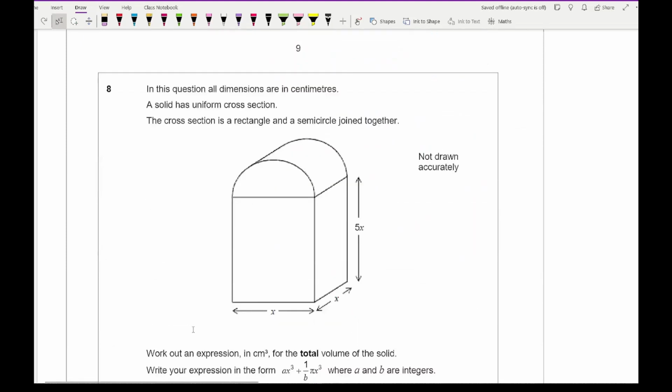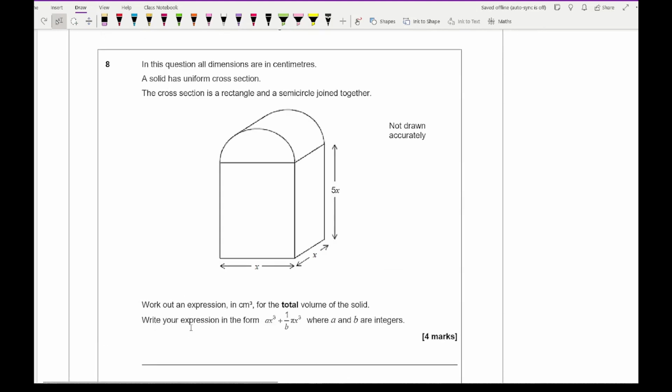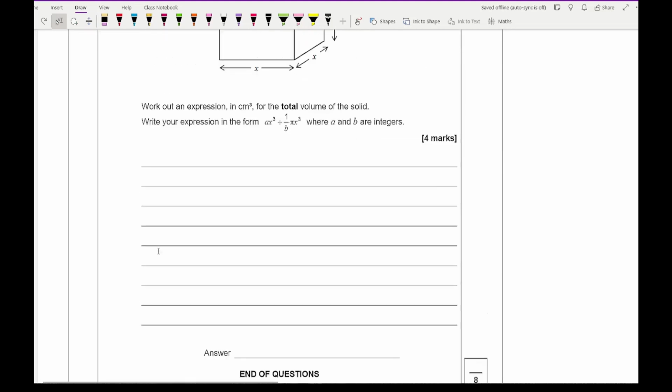Then moving on to question 8, it says in this question all dimensions are in centimeters. A solid has uniform cross section. The cross section is a rectangle and a semicircle joined together. Work out an expression in cubic centimeters for the total volume of the solid. Write your expression in the form of ax cubed plus 1 over b pi x cubed.